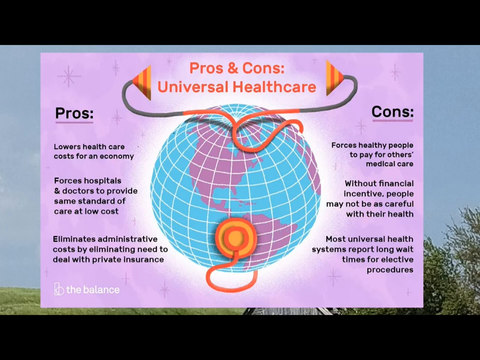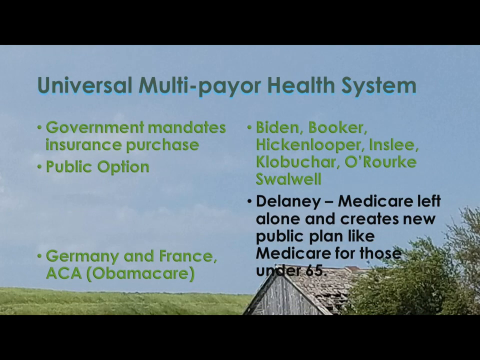The last point on here is that most universal health systems report long wait times for elective procedures. That really has to do with national health systems. You notice the heading on this is pros and cons of universal health care. That's one type of universal health care, and it really doesn't apply to the sole provider model or the sole payer model. A universal multi-payer system is very similar to what we already had with the Affordable Care Act, or Obamacare as it was called.